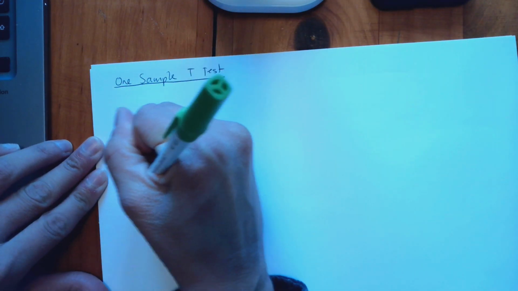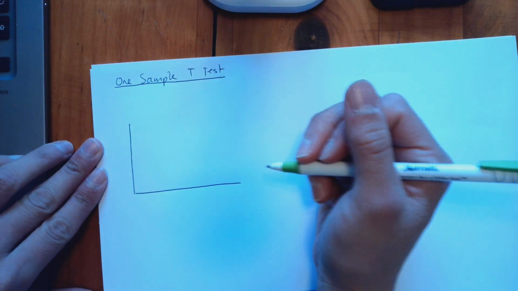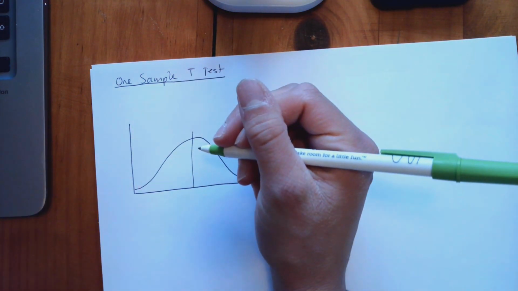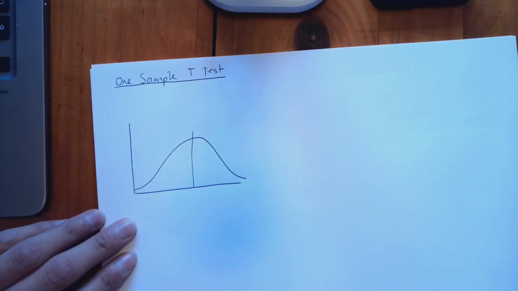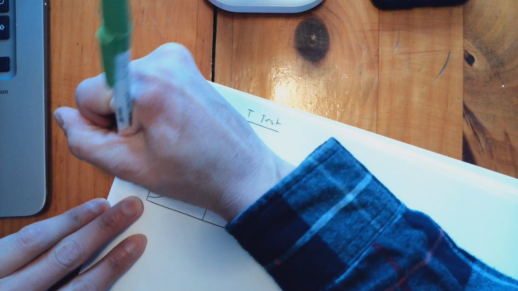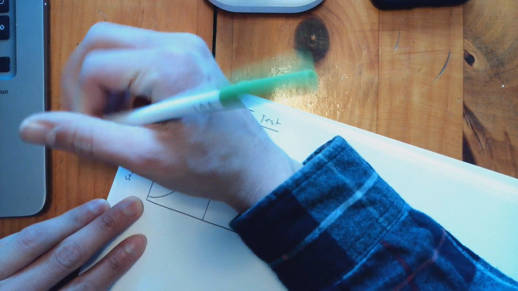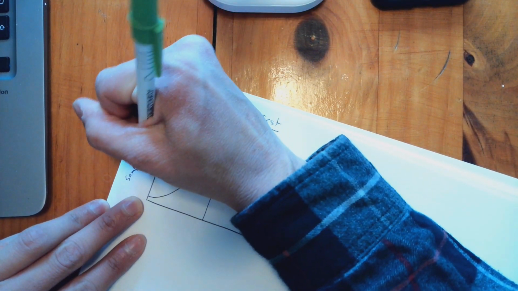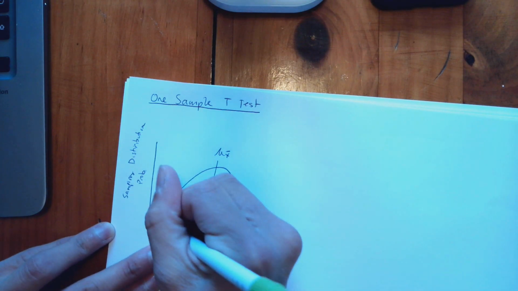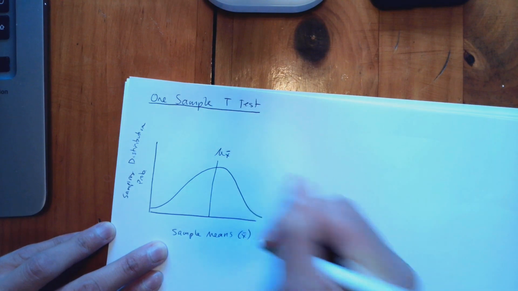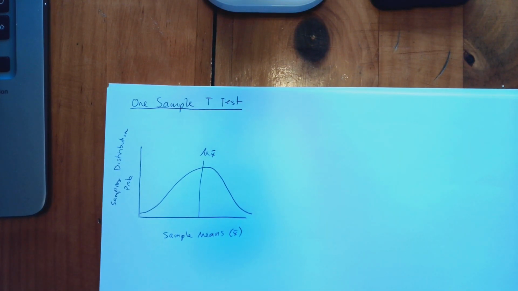And so what I'm going to draw here is a sampling distribution for a population, assuming that the null hypothesis is true. So fill in some of this here before I talk. All right, so we're going to call this a sampling distribution if the null hypothesis is true.